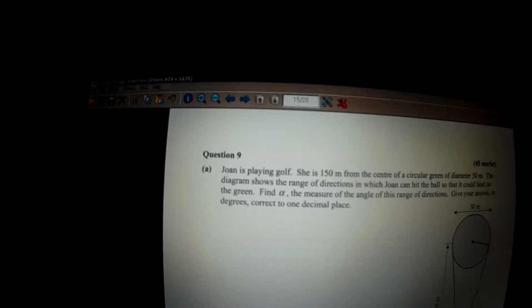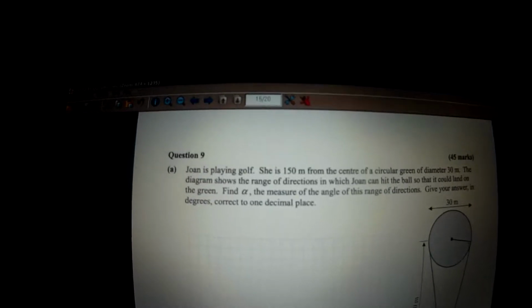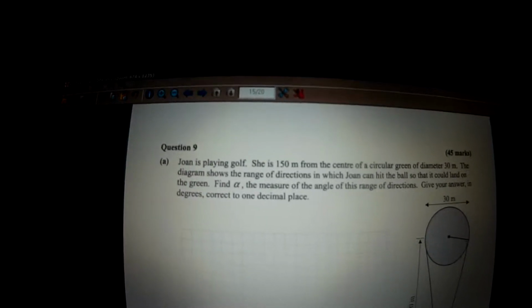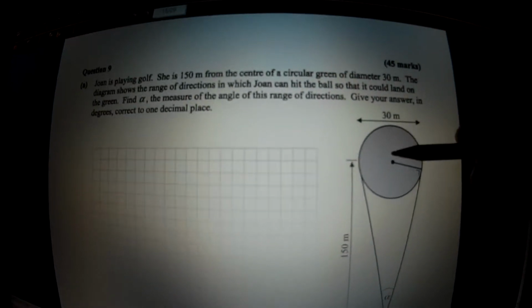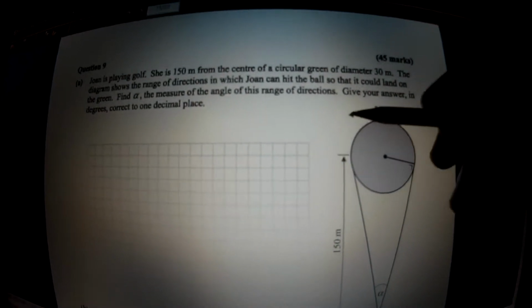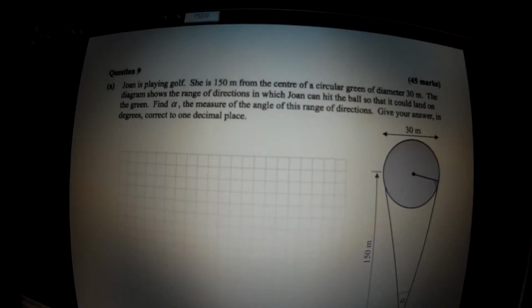Okay, past paper 2015, paper 2, question 9. Joan is playing golf. She is 150 meters from the center of a circular green. That's the green there, of diameter 30. So the whole thing across there is 30. From there to there is 30.